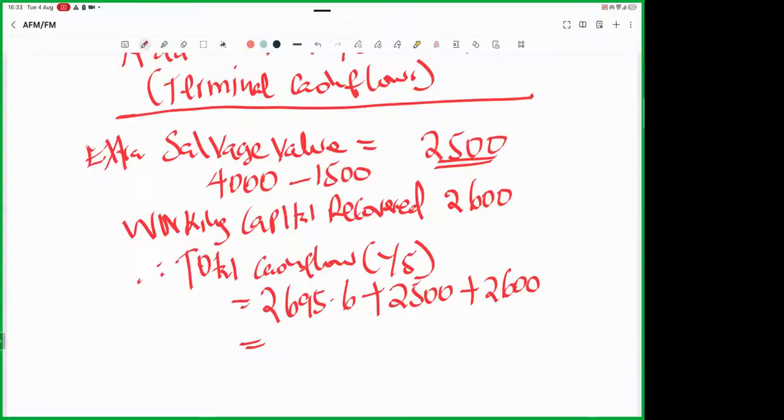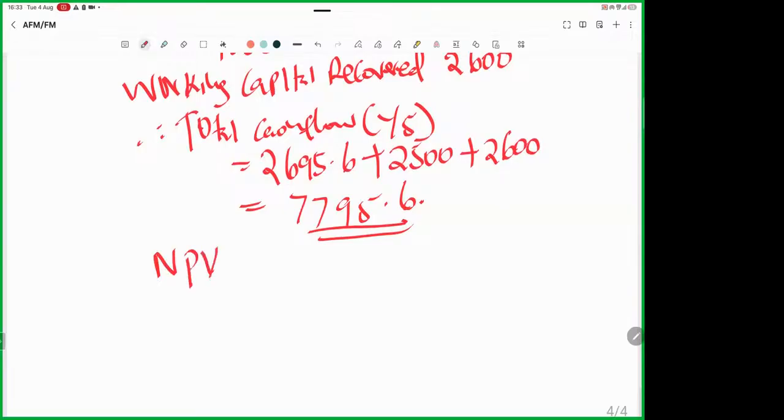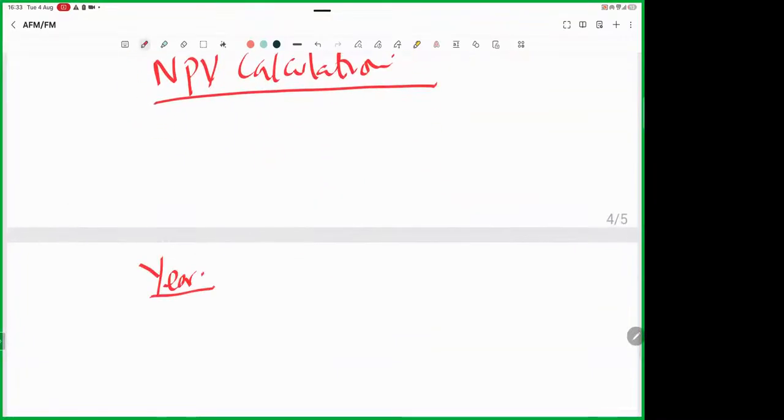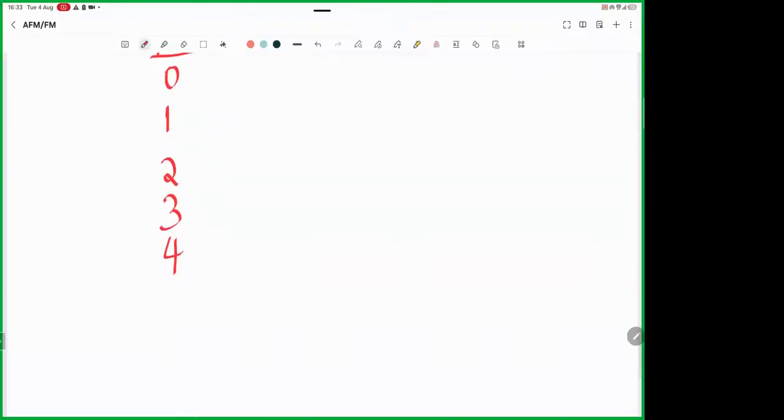37 minutes are over. We shall overcome. I'm being given a figure of 77, 77 point something, right? 7795.6. Now from there, go ahead and give me the NPV calculation. So for the NPV calculation, we have the year. We start with 0, 1, 2, 3, 4, 5.